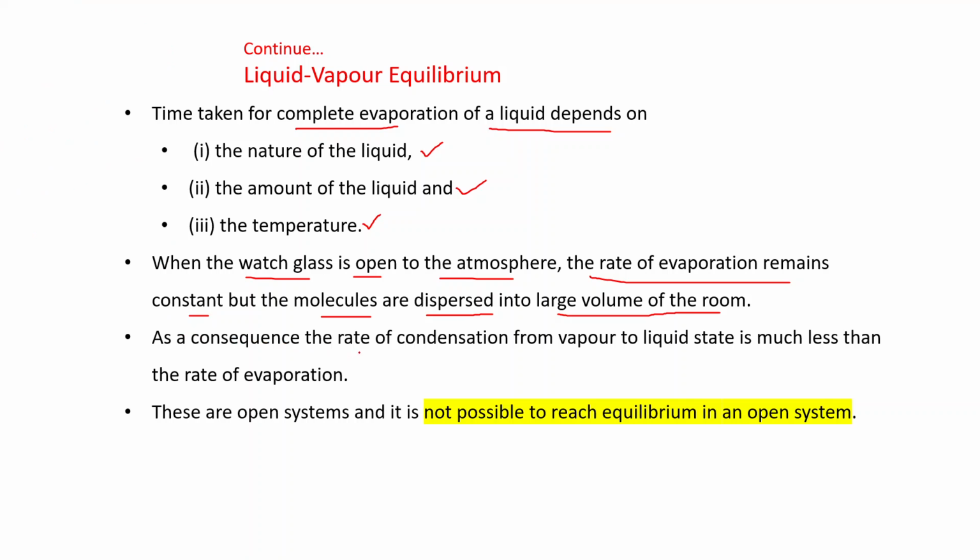As a consequence, the rate of condensation from vapor to liquid state is much less than the rate of evaporation. These are open systems and it is not possible to reach equilibrium in an open system. Okay.